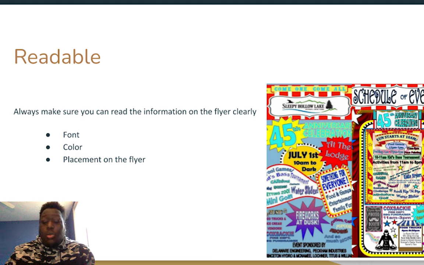If the words are a light color, the background of the words should be a dark color, or vice versa. You want to make sure that there's contrast so that you can easily see the words, as well as where you're placing them on the flyer. If you place your words too close to the outer rim of the flyer, they're very likely to go unread if people are skimming a little bit too quickly.